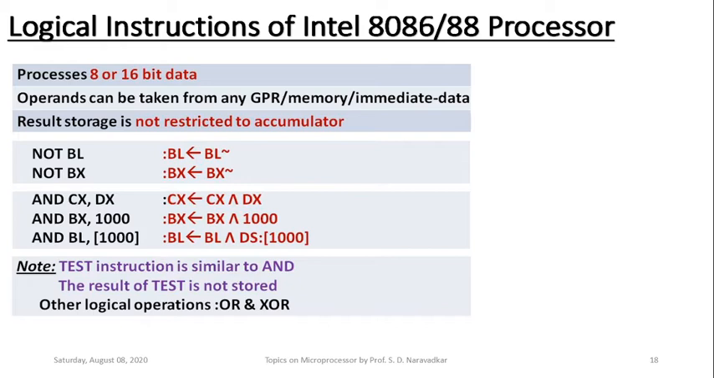Then towards the end of the slide, other logical operations include the OR operation and the XOR operation, which take examples very much identical to those of the AND instruction explained just above. The only thing is that in case of OR, it is a bit by bit OR operation and the result is copied to the destination. In case of XOR, it is a bit by bit XOR operation. To avoid repetition, instructions like OR and XOR are not explained here by taking examples similar to AND.